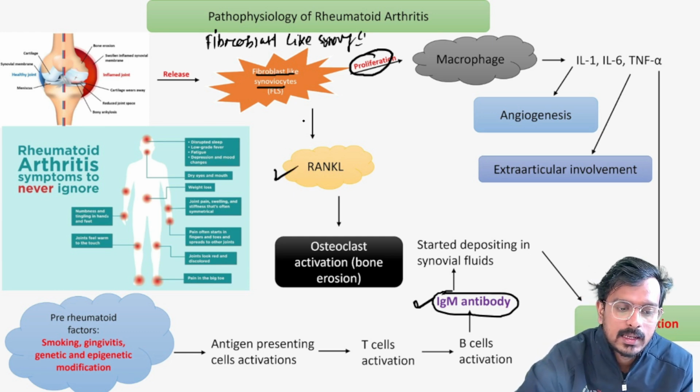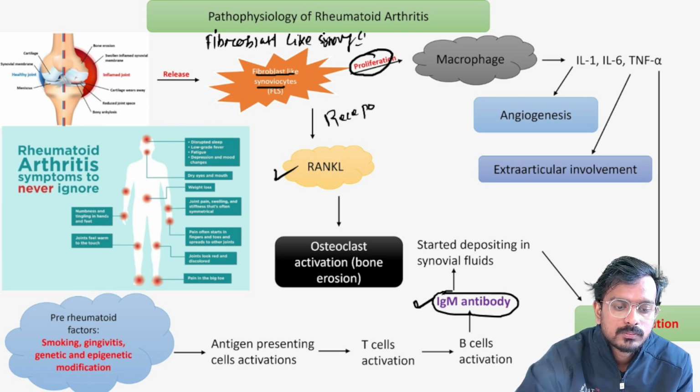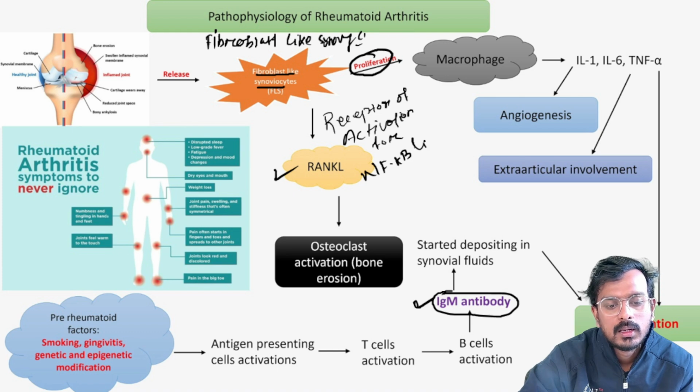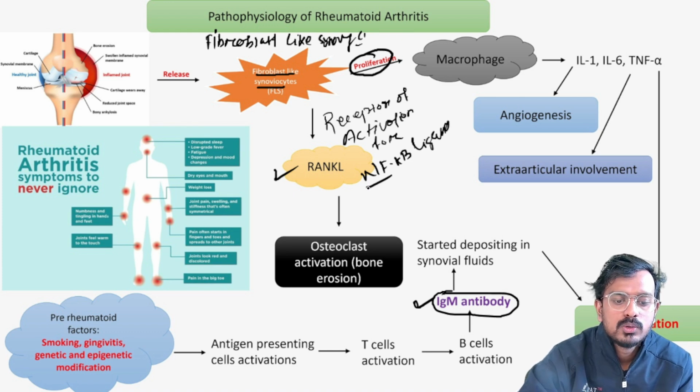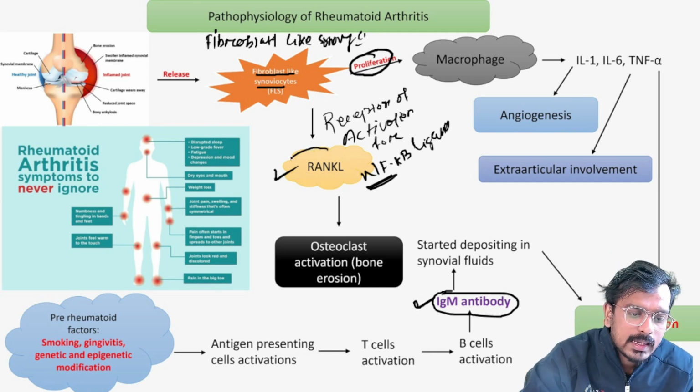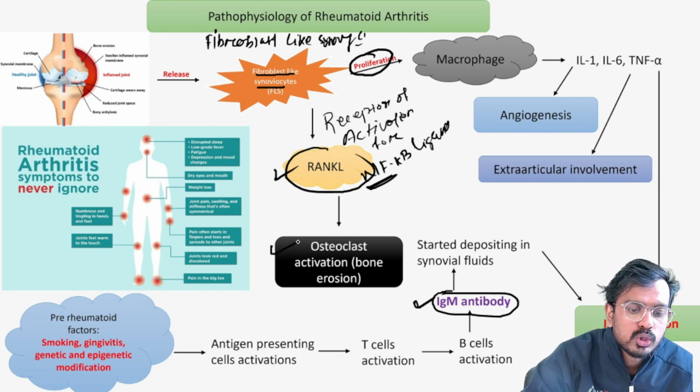What is RANKL? Please write the full form: RANKL stands for receptor activator of NF kappa B ligand. NF kappa B is your nuclear factor kappa B. These RANKL basically cause osteoclast activation.